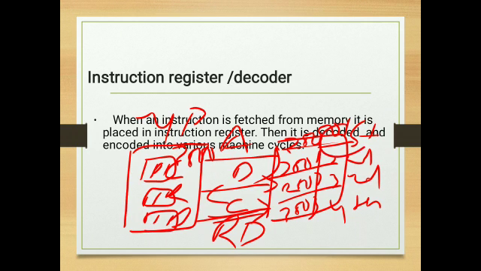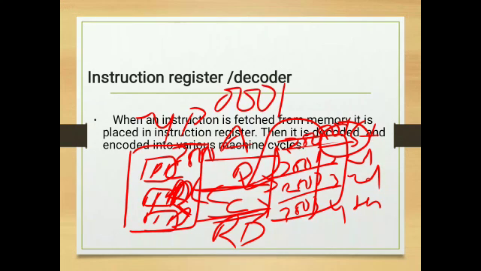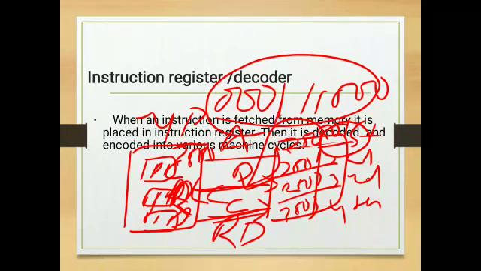Now this instruction is given to the microprocessor through the data bus, and it is stored in the instruction register. After receiving it, the instruction is in the form of a binary pattern, for example 000, 111000. Now this pattern is understood by the instruction decoder. This technique is called decoding.